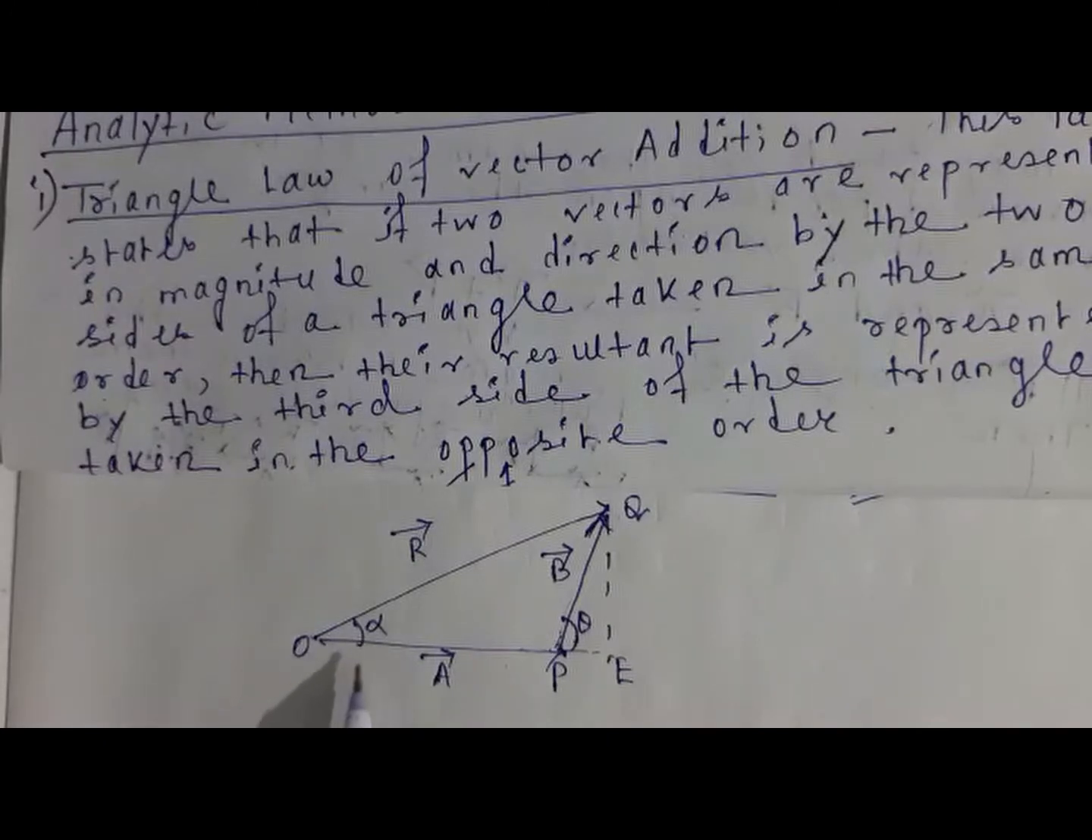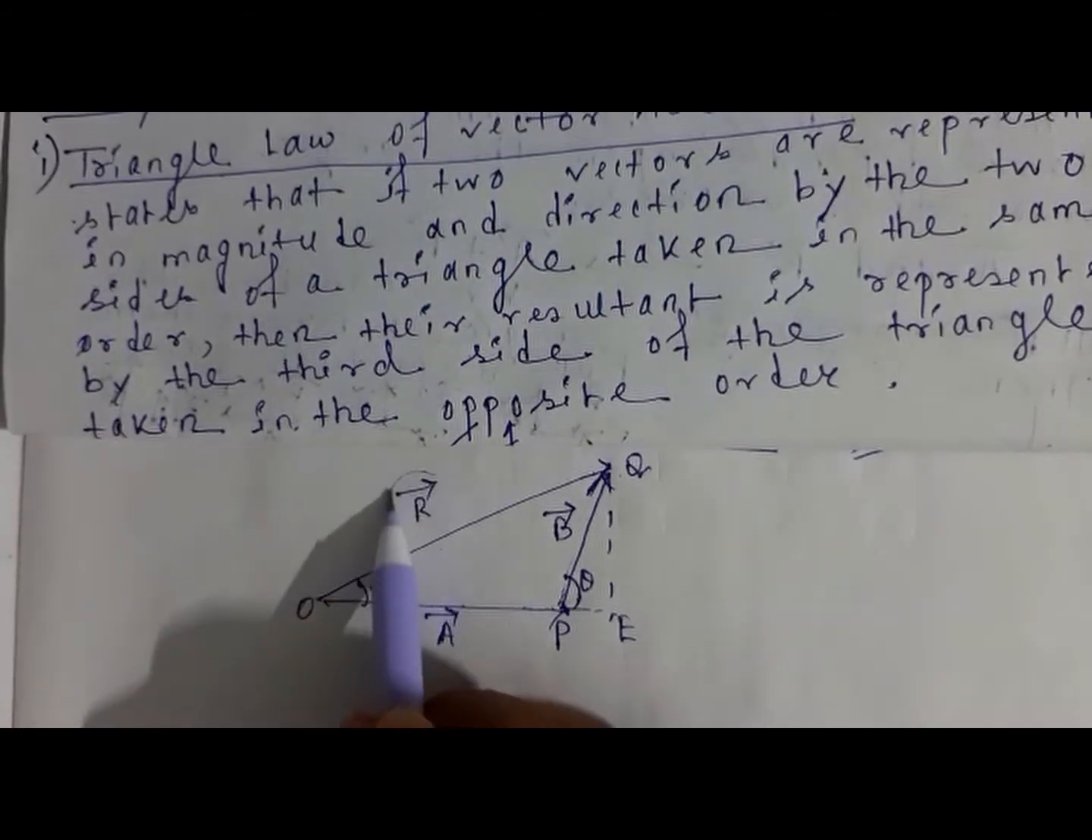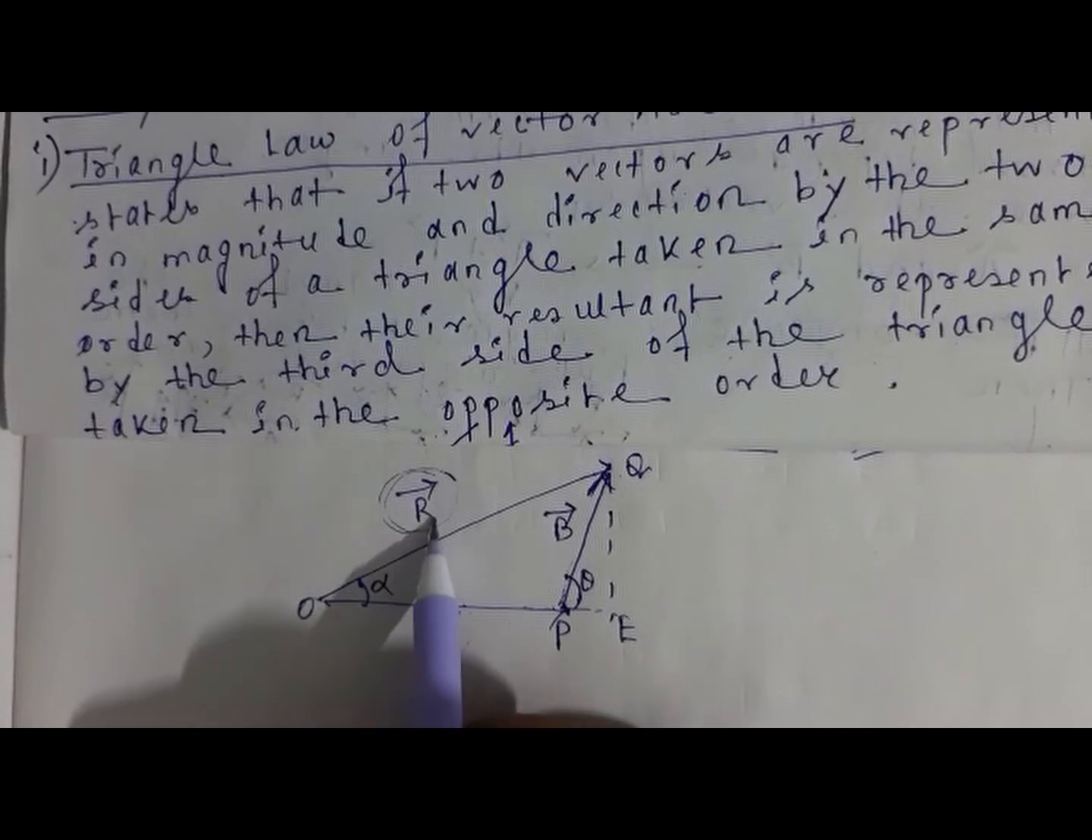Now see in this diagram that you have two vectors, a vector and b vector, and you can represent them by the two sides of the triangle. Then the resultant of this a vector and b vector is going to be the third side of the triangle. All right, this is your triangle law of vector addition. Now by this law you can find the magnitude of this resultant vector r. How are you going to find the magnitude of the resultant vector r?